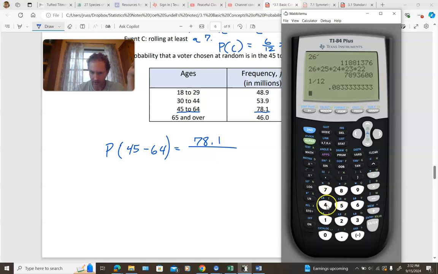Okay, so just going to add up all the voters in each of these categories plus 53.9. And guys, you don't have to write 53,900,000. You don't need to do that, because this is already understood to be in millions, okay? And the probability is going to be a ratio anyway, so the unit would end up canceling. Plus, and then there's 46 million that are 65 and over. Okay, so I hit enter, I'm going to get 226.9.